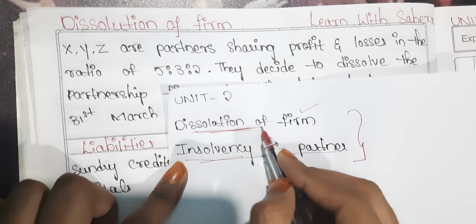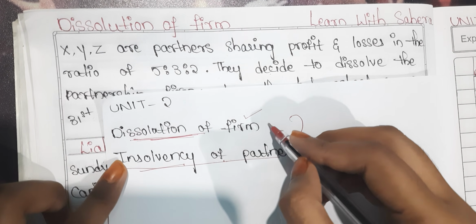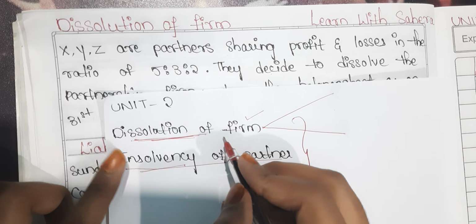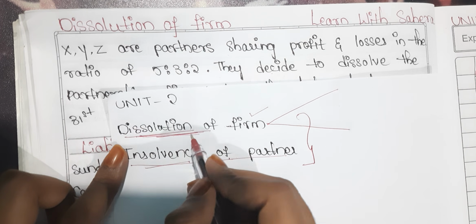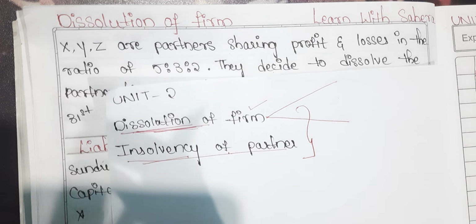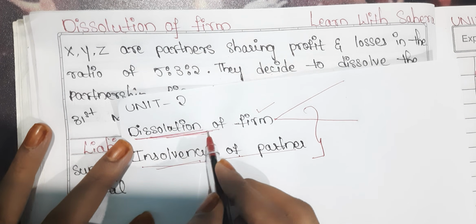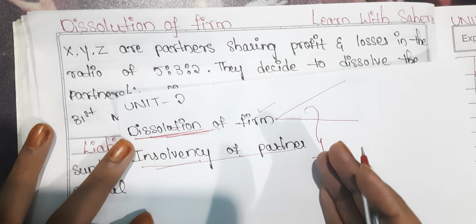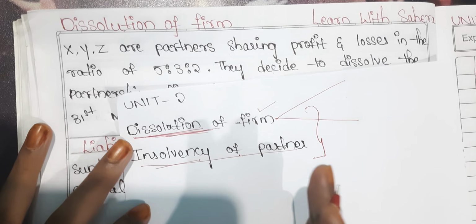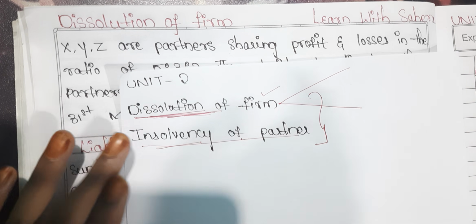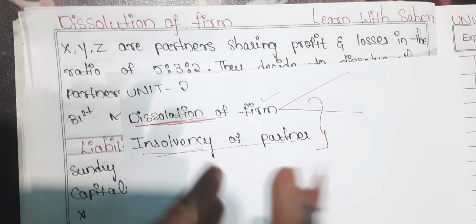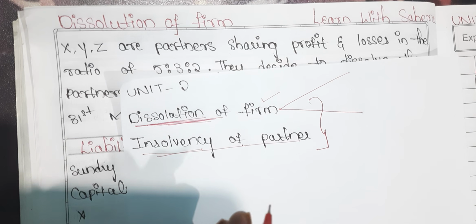So we are going to focus on dissolution of firm, and in dissolution of firm also two types are there. Before discussing the types, let me say you what is dissolution. Dissolution means when a company is shutting down or getting closed, that is nothing but dissolution of firm. Like 2 to 3 partners are carrying on a business. Because of some or the other reasons they have decided to close the business, then they will be preparing dissolution of firm. It is nothing but shutting down the company or closing the company.